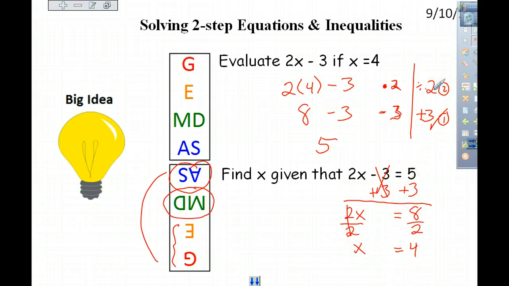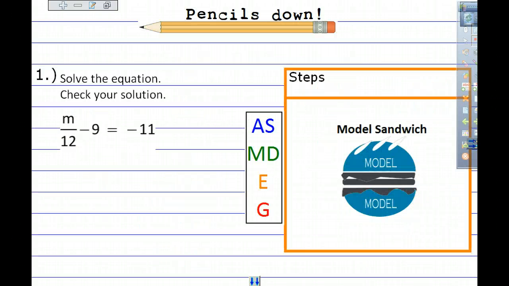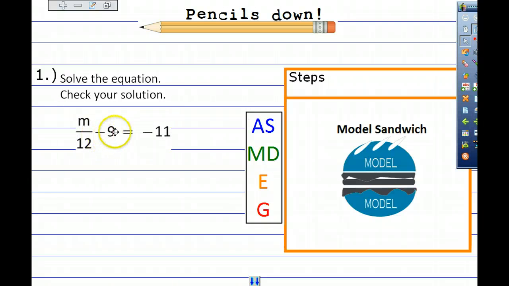So this is what we're going to practice right here: coming up with the steps before we even start the problem. Watch me do this one. I'm going to model a few of these for you. It's what we call a model sandwich, which means I do a problem, I explain the steps, and then I do another one using the steps so it makes sense. So just watch up here, and you want to be able to do exactly what I'm showing you.